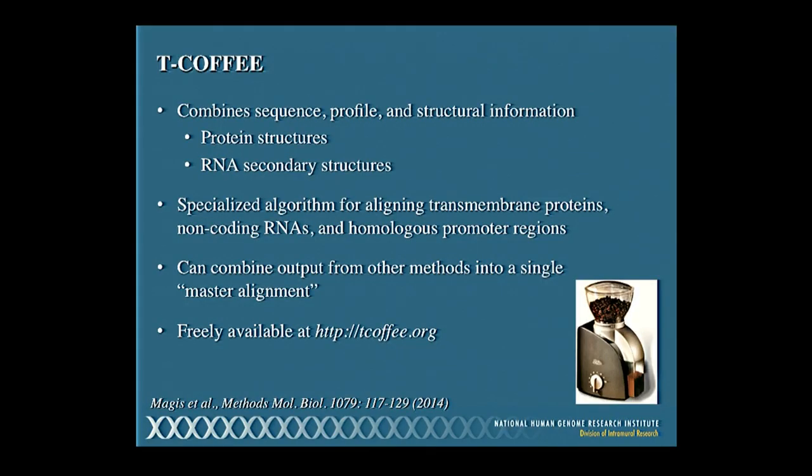A tool that's going to help you with that is another program that I want to tell you about called T-Coffee. The coffee grinder comes from their website. What this actually does is take multiple sequence alignments a little bit further, because you can combine sequence information, profile information, and structural information all at once, whether you're looking at protein structures or RNA secondary structures. This really is great for RNA sequences.